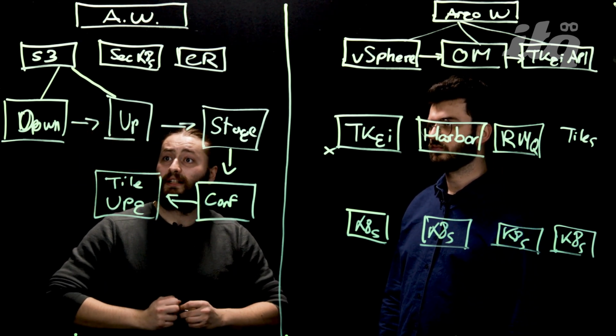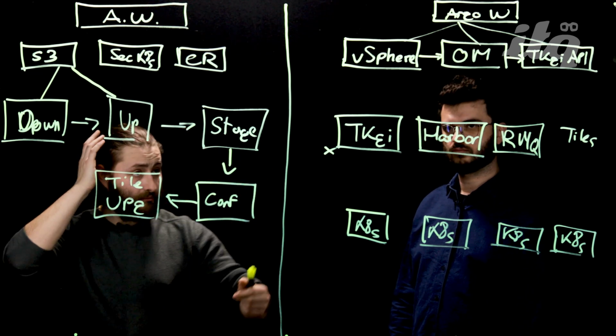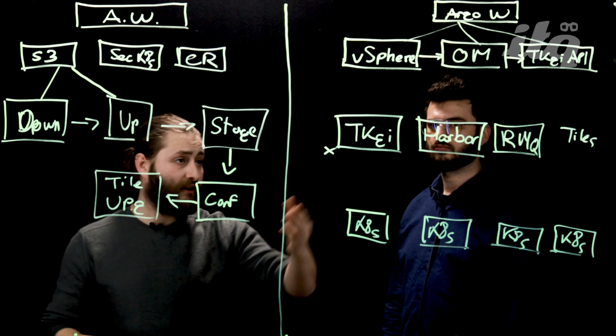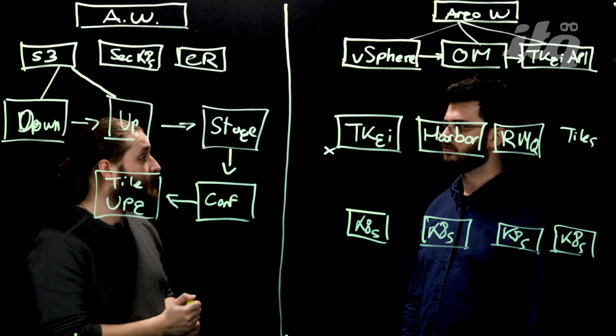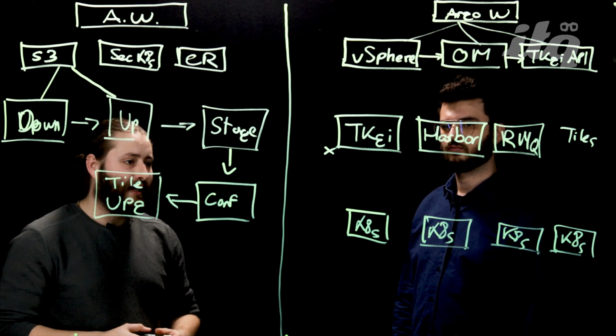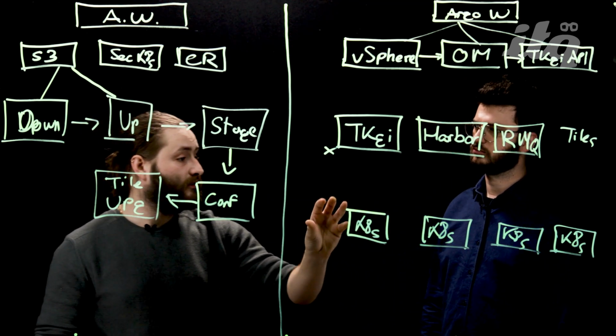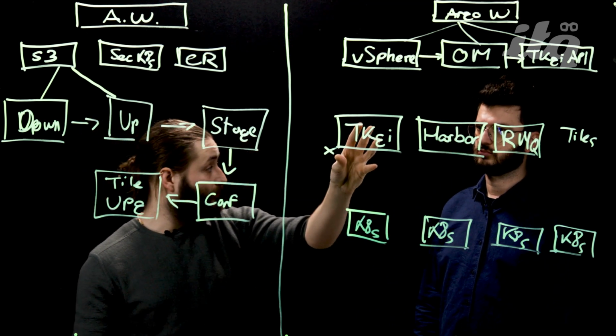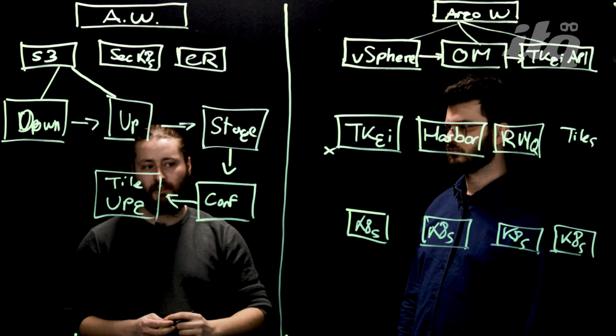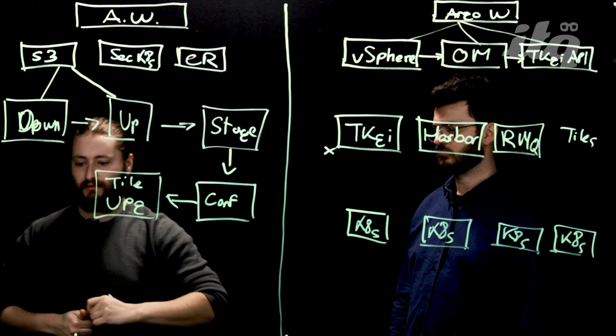Okay, let's say that now we've executed this, and we have a new version of our TKGI tile. That still didn't touch these clusters, so we're going to need to upgrade the clusters based on the new tile configuration. So how does that happen?